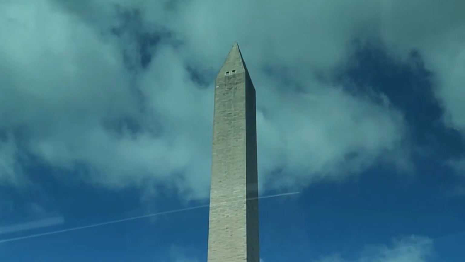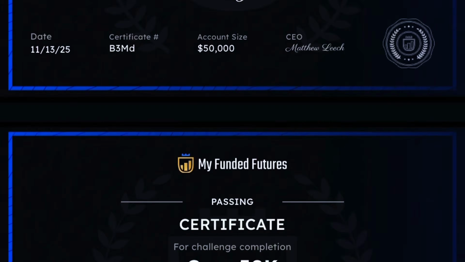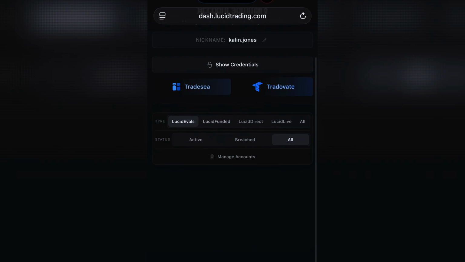I quit my job from day trading. I got my dream car from day trading. I destroyed all of our debt from day trading, and now I pass prop firm evaluations all the time. And I'm not saying that to flex, I'm saying that because I need you to understand that the strategy that I'm about to show you is the same strategy I use to pass challenges over and over again.